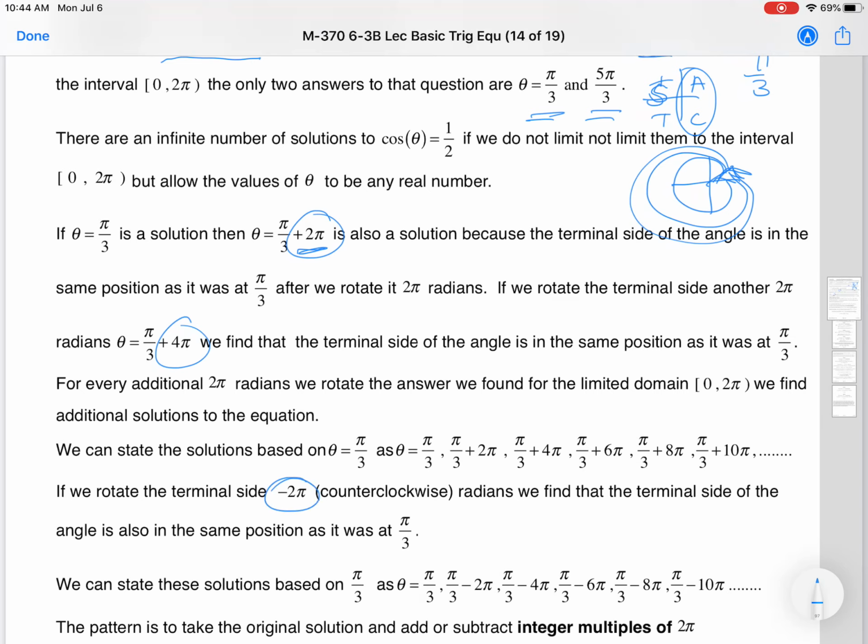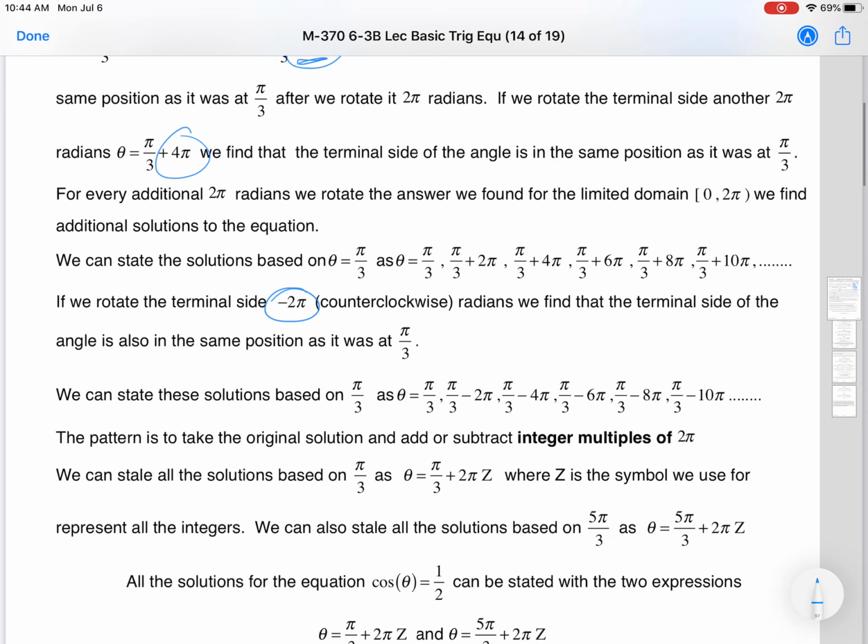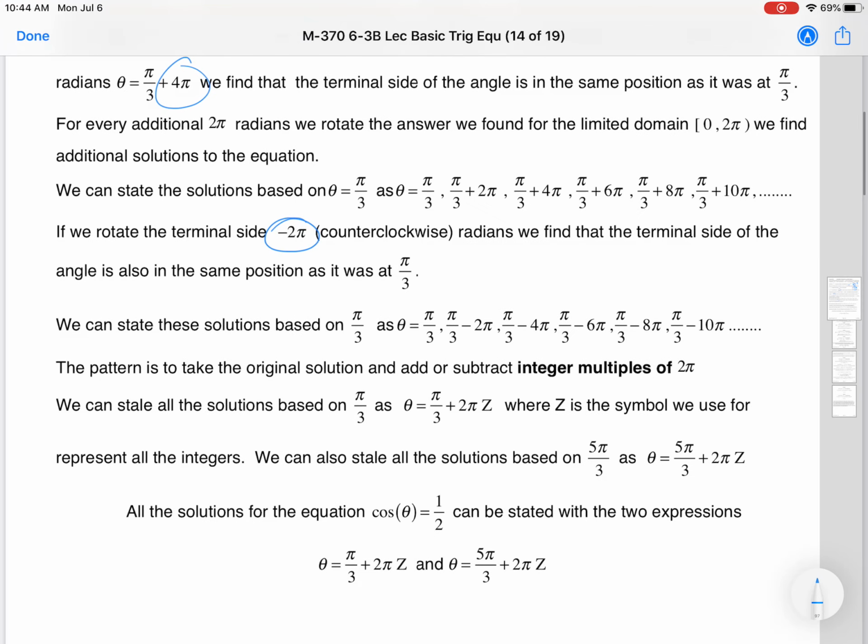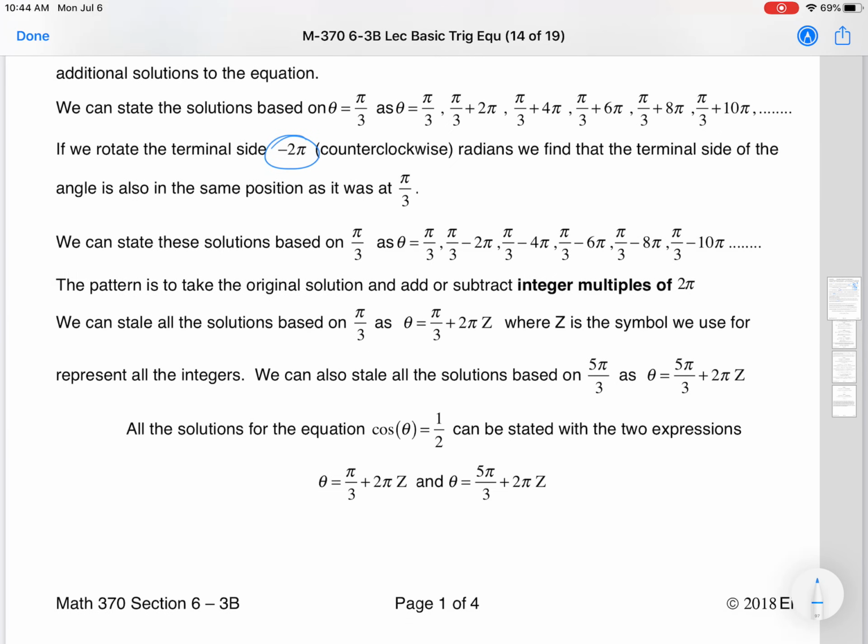He's also pointing out that you can go backwards and get that, right? It wouldn't matter that I went forwards. I could have gone backwards 2 pi. So essentially what we come up with is this type of response. It's very methodical and very easy. We're going to find the 2 times, or maybe even 1 time, it happens between 0 and 2 pi, and then add 2 pi times z. Now z stands for an integer.